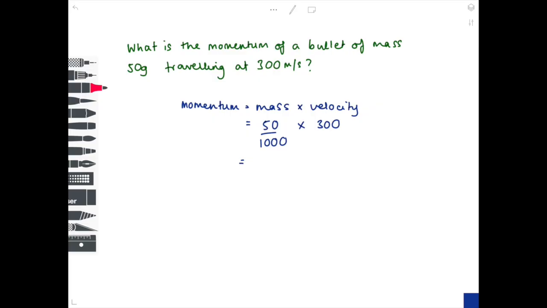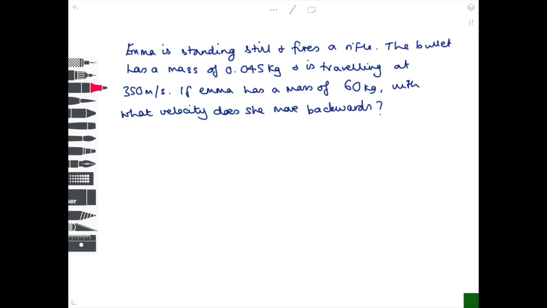answer is 15. Notice the units, which is kilograms meters per second, and we can see that if we have a look at the equation, well, mass is kilograms, velocity is meters per second, so I'm just shoving them together to get my unit. Getting more difficult now. This is a recoil velocity style of question, but don't worry, I'll show you the easiest way of doing this.